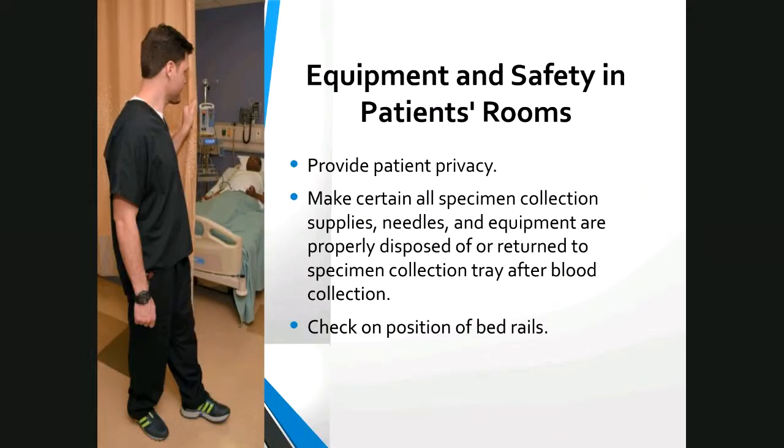Equipment and safety in the patient's room. Provide patient privacy, make certain all specimen collection supplies, needles, and equipment are properly disposed of or returned to the specimen tray after blood collection, and check the position of the bed rails. If the bed rails were up upon entry into the room, we need to make sure the bed rails are up upon leaving. Make sure the patient has everything they need, like the call light. And the other thing is we want to make sure to account for all our supplies: tourniquet, needle, test tubes, any equipment. We don't want to leave anything in the patient's bed.